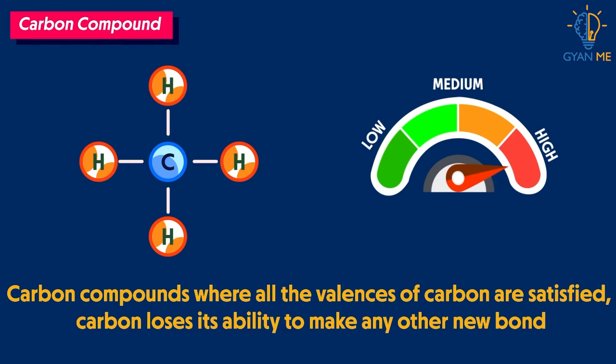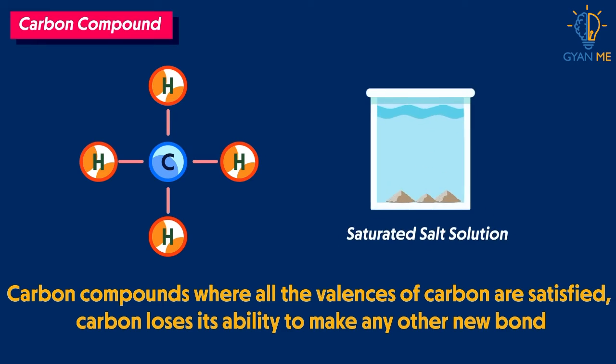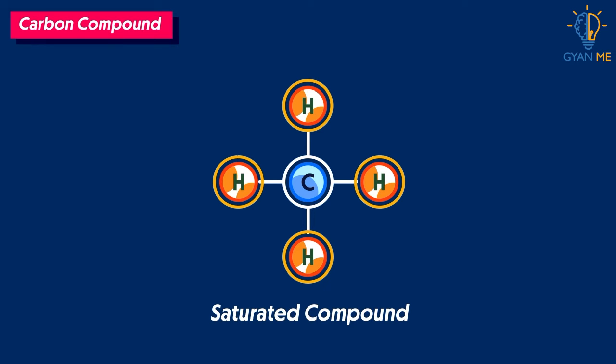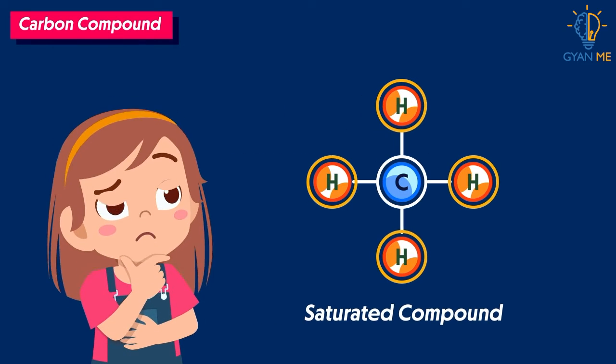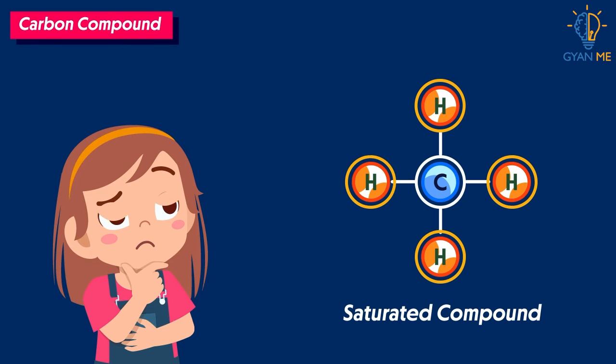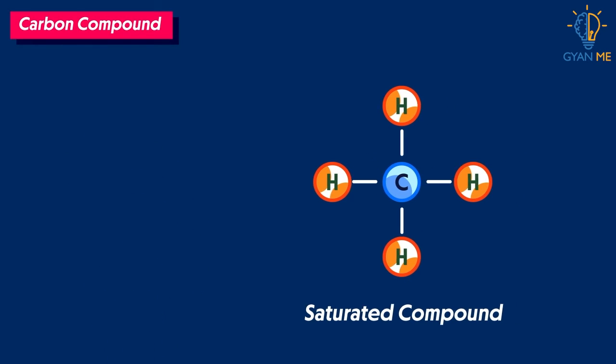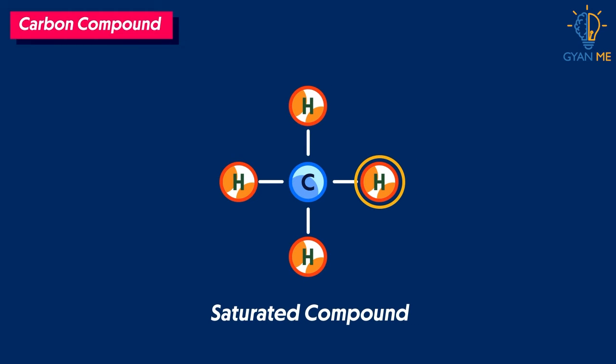It's just a situation similar to the saturated salt solution. And thus, such carbon compounds are called saturated compounds. All of the carbon atoms in these compounds lack the ability to form new bonds. Thus, the saturation for carbon compounds demonstrates their ability to form bonds. Is this to say that no other element can form bond with these saturated compounds? They can indeed, but only after removing the hydrogen.